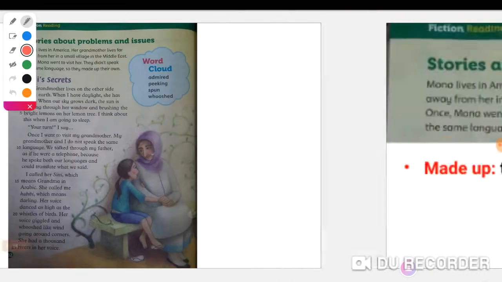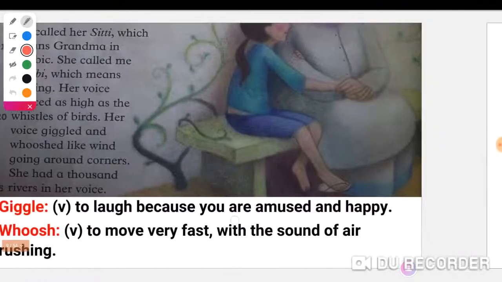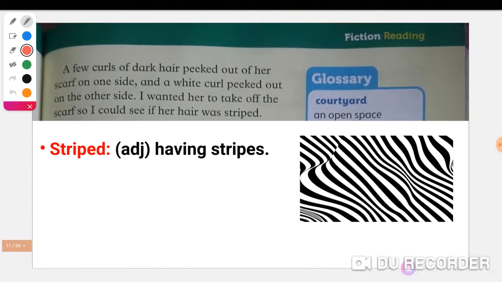So Mona mentioned here a few curls of dark hair peeked out of her scarf. What do you mean by peeked out? They came out from her scarf on one side, and a white curl peeked out on the other side. I wanted her to take off the scarf so I could see her hair. Was it striped like this one? Striped. Okay, so we don't know if her grandmother has striped hair or not, okay?